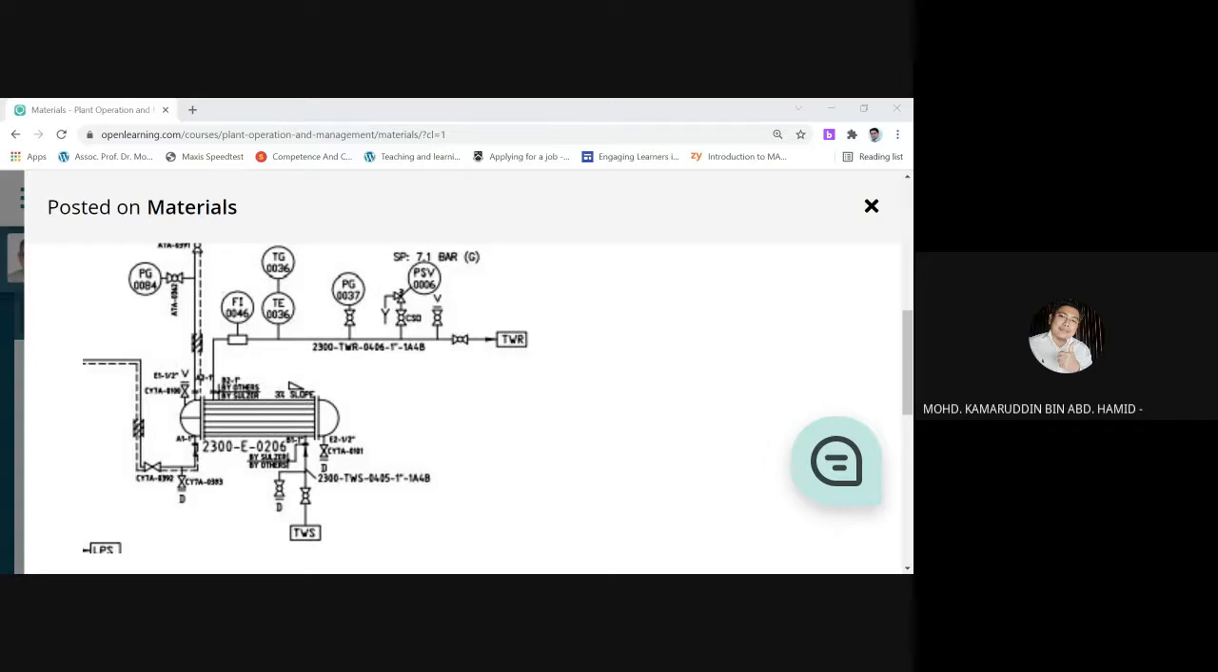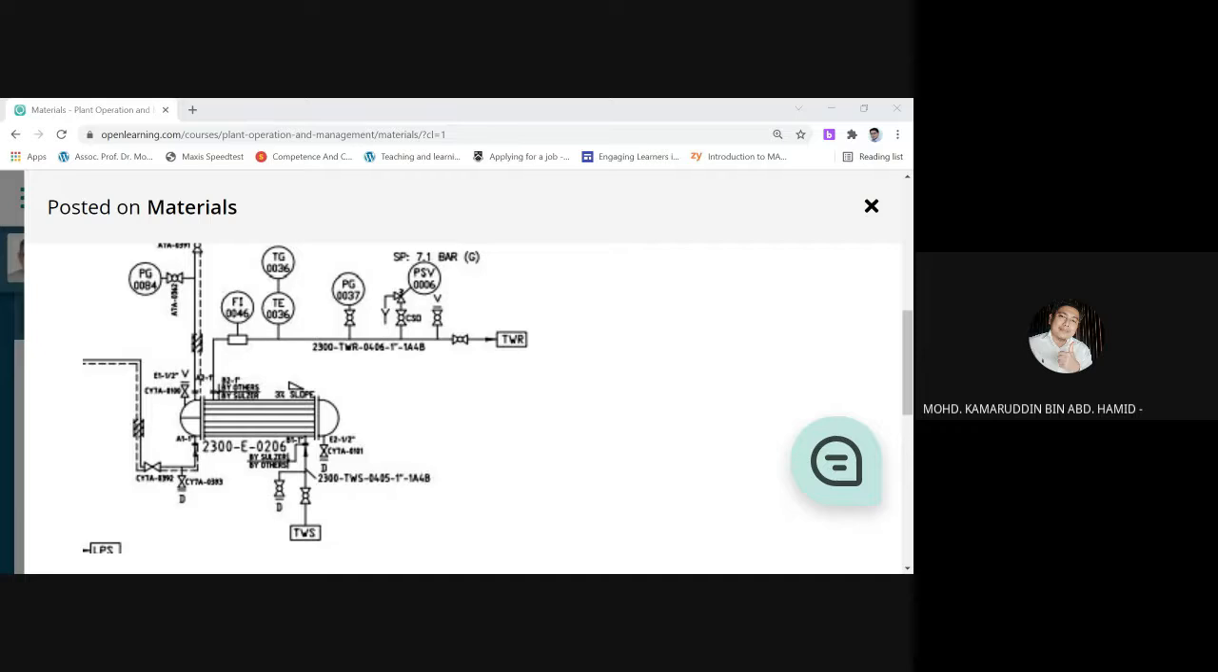However, kalau masih ada lagi, you already released some of the vapor, then still ada lagi. That's why you have the manual vent valve over there. Okay, manually you can vent it out.